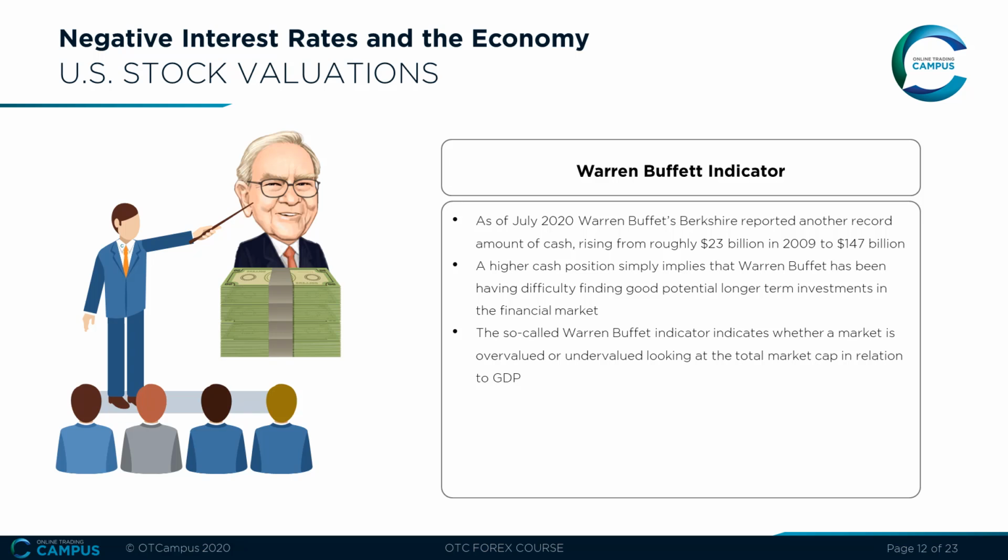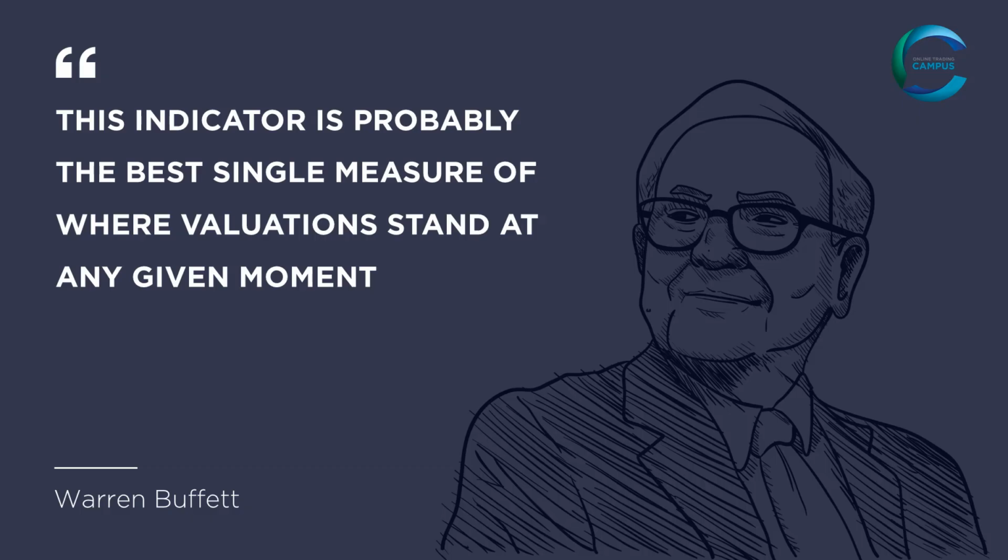If we want to understand why Warren Buffett is increasing his cash position, we have to look at the Warren Buffett indicator and map it to the SPY chart, comparing 2009 with now. A higher cash position simply implies that Warren Buffett has been having difficulty finding good potential longer term investments in the financial market. The so-called Warren Buffett indicator indicates whether a market is overvalued or undervalued. The indicator looks at the total market cap in relation to GDP. As per Warren Buffett, this is probably the best single measure of where valuations stand at any given moment.